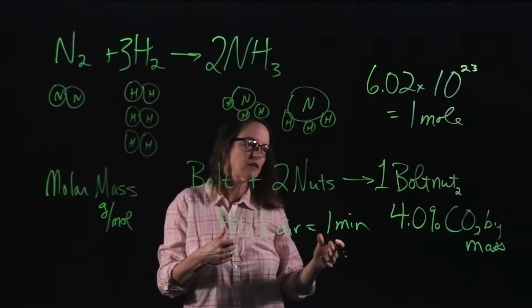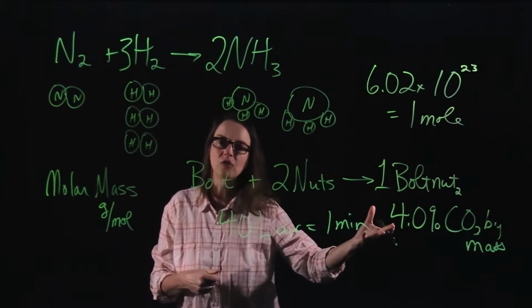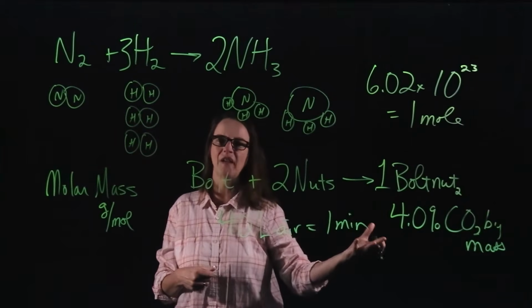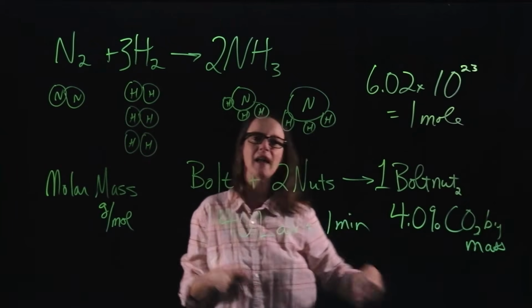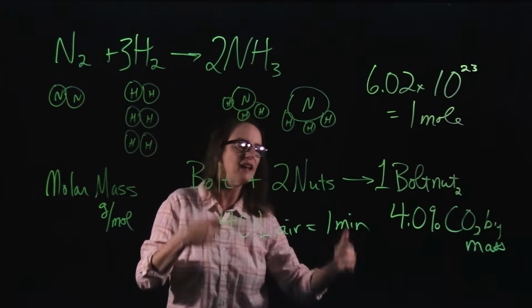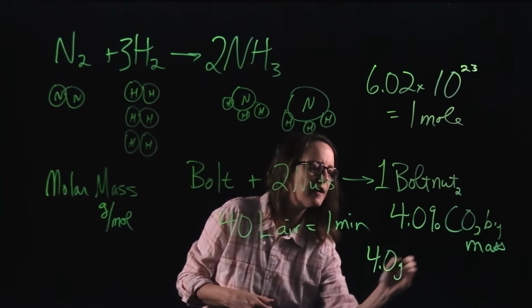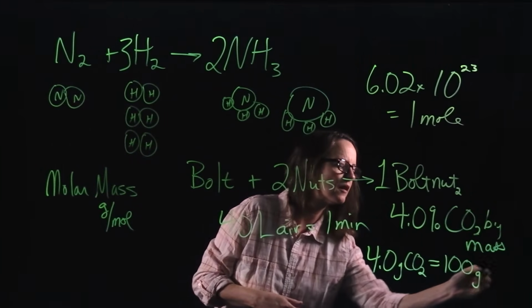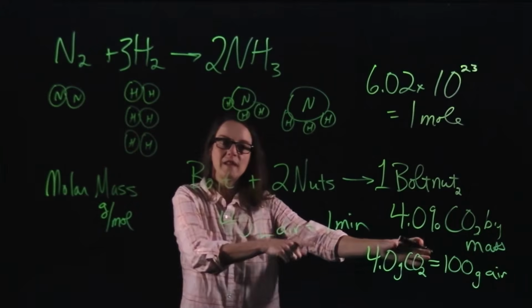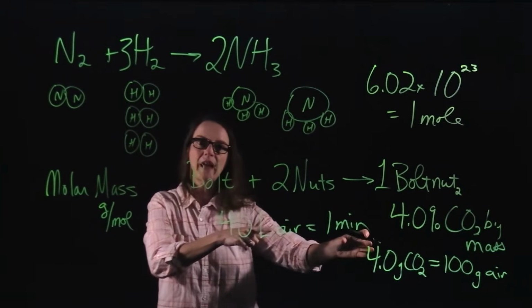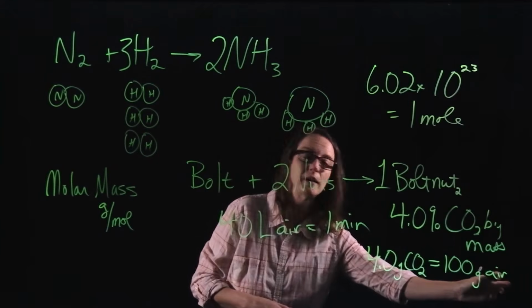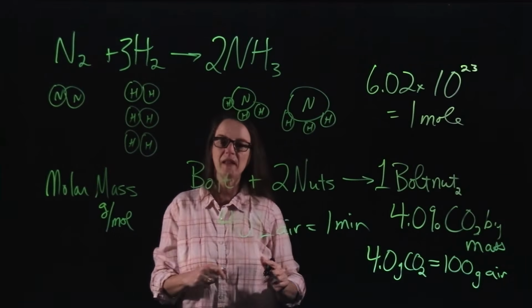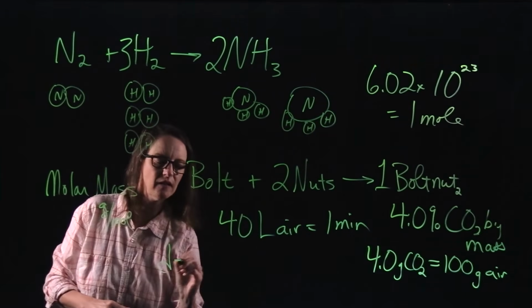Now what that means, well, percent means parts out of 100, and so we've got 4 parts of CO2 out of 100 parts of air, and because we're describing mass, those parts will be in grams. In other words, we've got 4 grams of CO2 equivalent to 100 grams of air. Once again, this is a conversion factor. It will allow you to convert grams of CO2 to grams of air, or grams of air to grams of CO2.